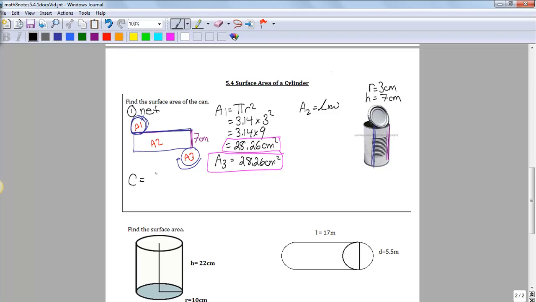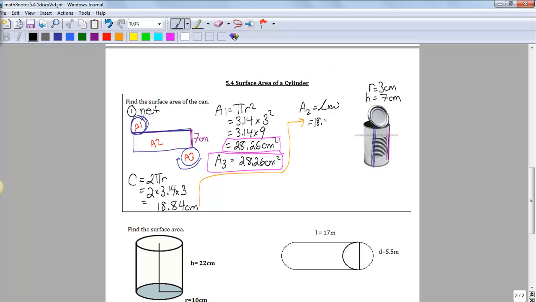Remember, circumference is 2 pi r, or diameter times pi. I'm choosing 2 pi r because I'm given r. So 2 times 3.14 times 3. On my calculator, 2 times 3.14 times 3, and I get 18.84 centimeters. It's a distance. Now that I have that number, I'm going to plug it into my area formula.